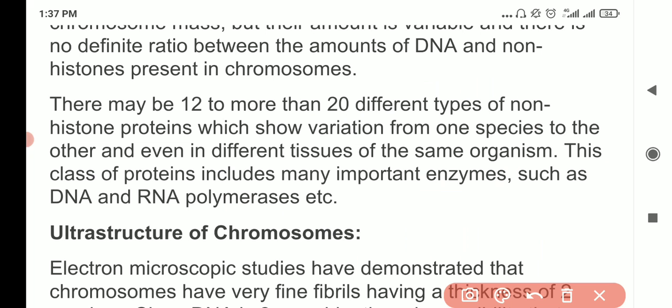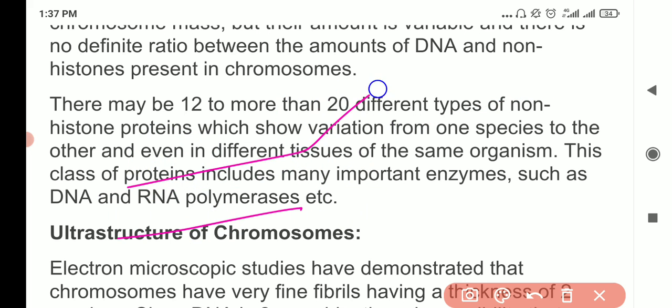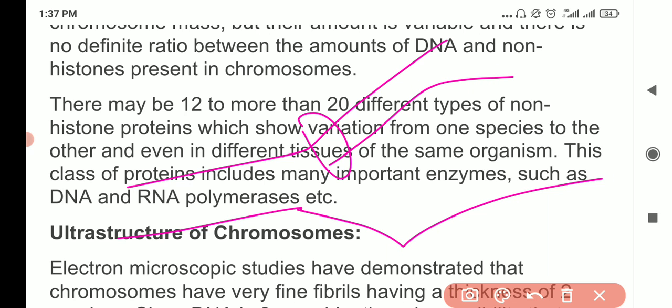Let me clarify again. The histone proteins are those H1, H2, H3, H4, which create that sort of folded structure of the DNA. While your non-histones are your other things, like the DNA polymerase, RNA polymerase, helicases, all those which take part in your replication, transcription, translation, all those.